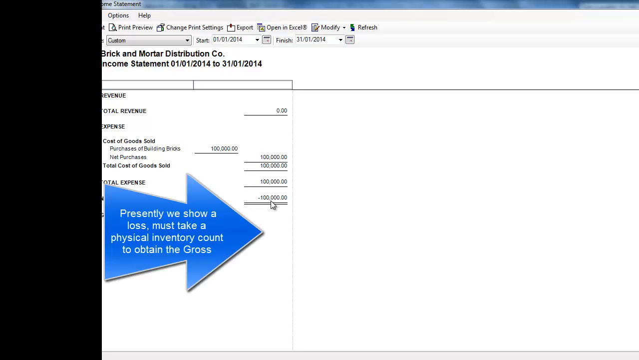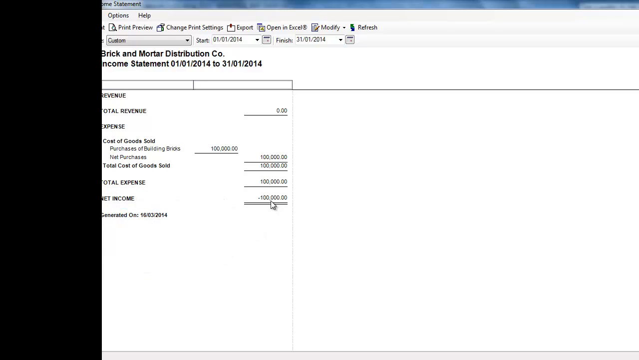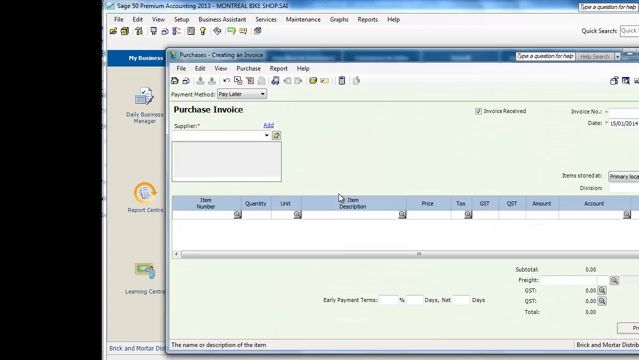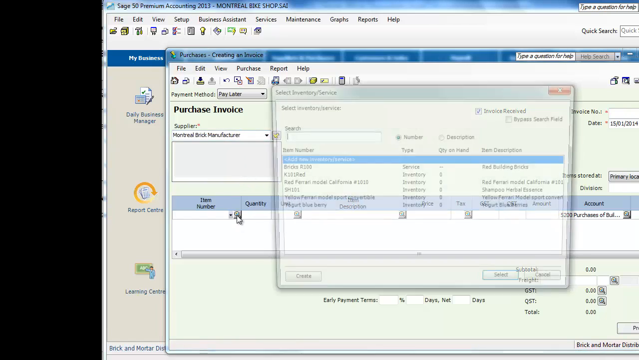In order to calculate our gross profit using the first in, first out, and using the periodic, we need to take a physical inventory count. And this will be demonstrated in this video. So let us continue with our second purchase. Our second purchase will take effect on the 15th of January. The same manufacturer, Montreal Brick manufacturer, same inventory.